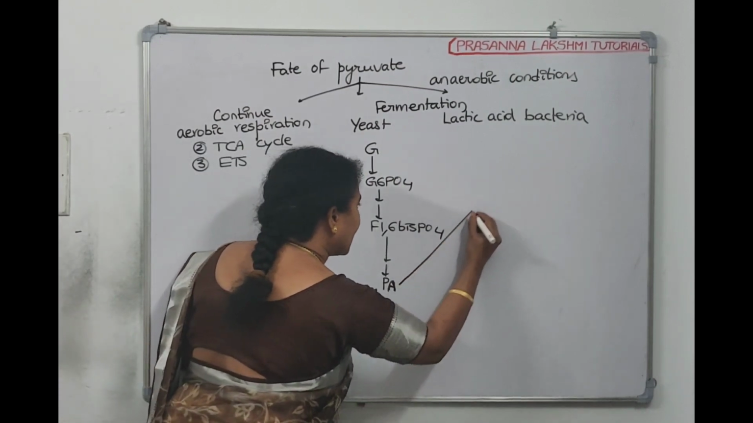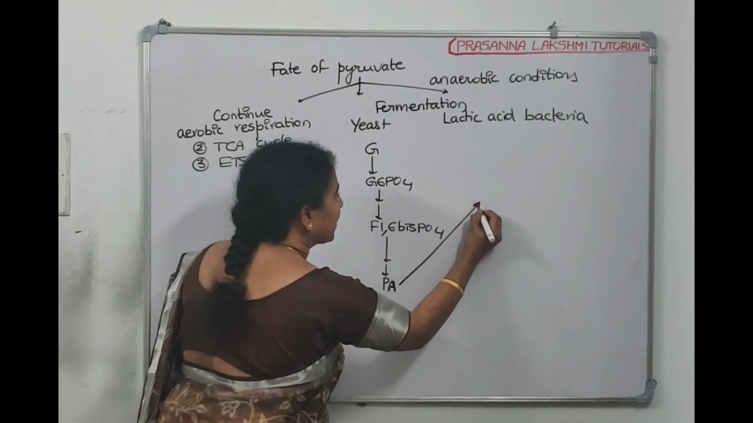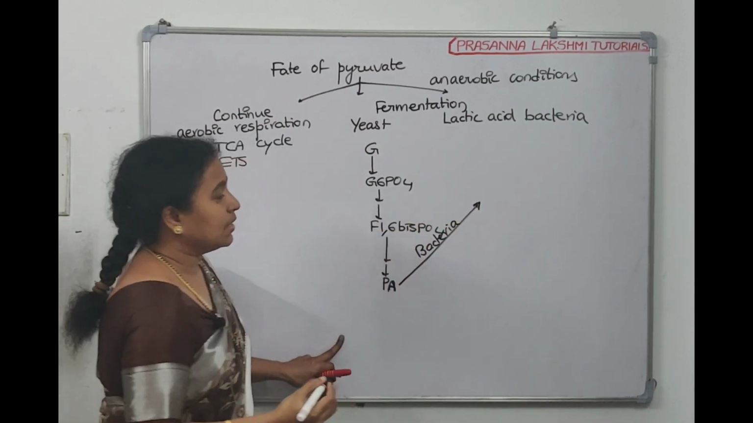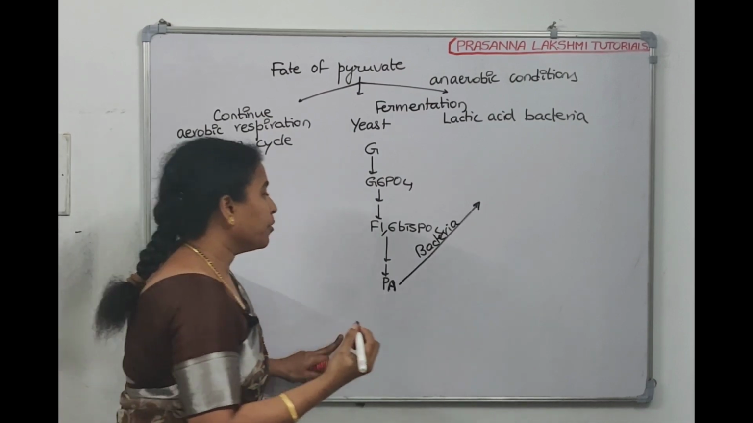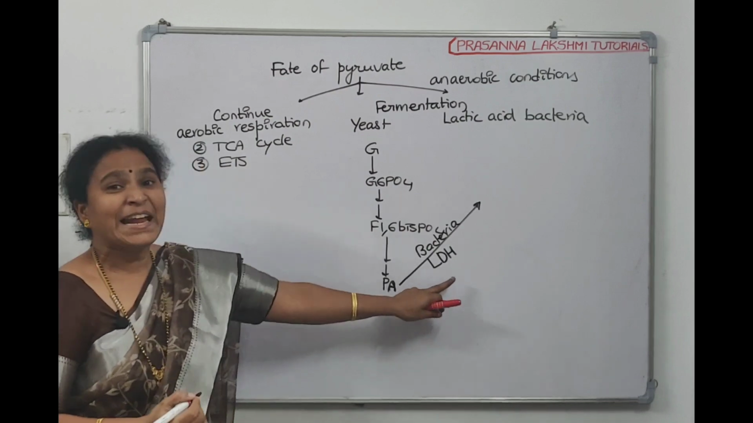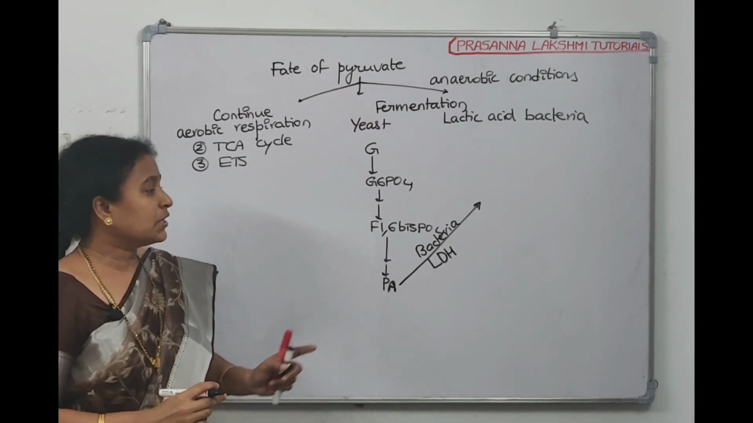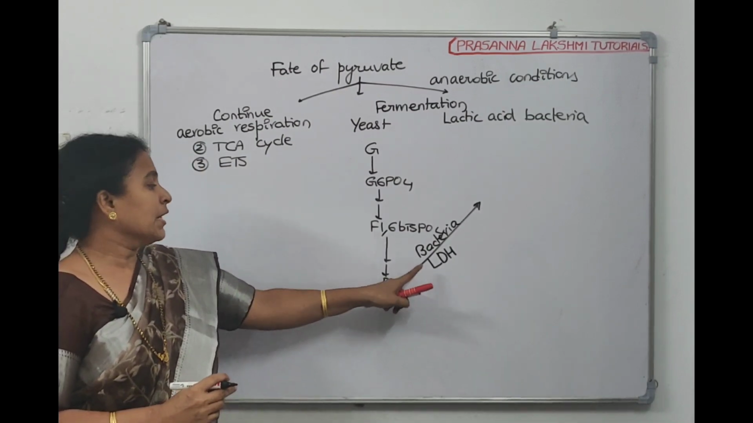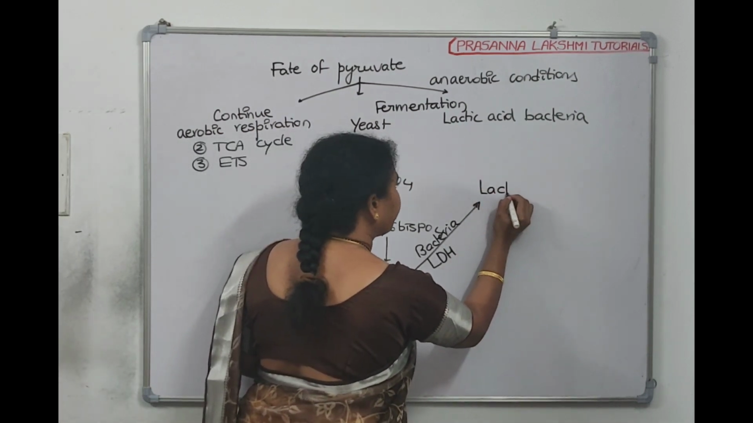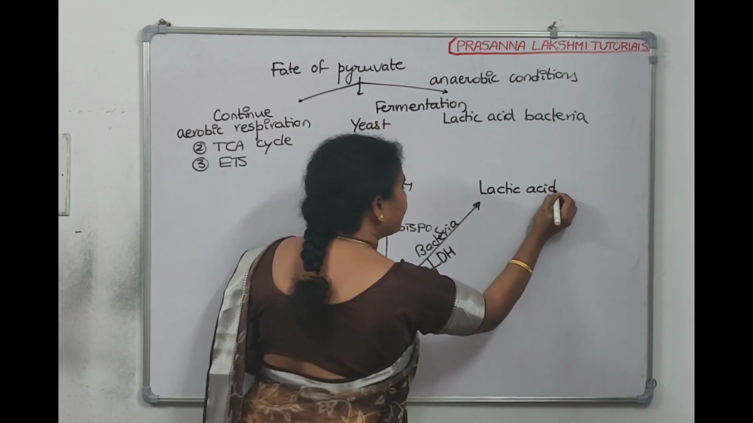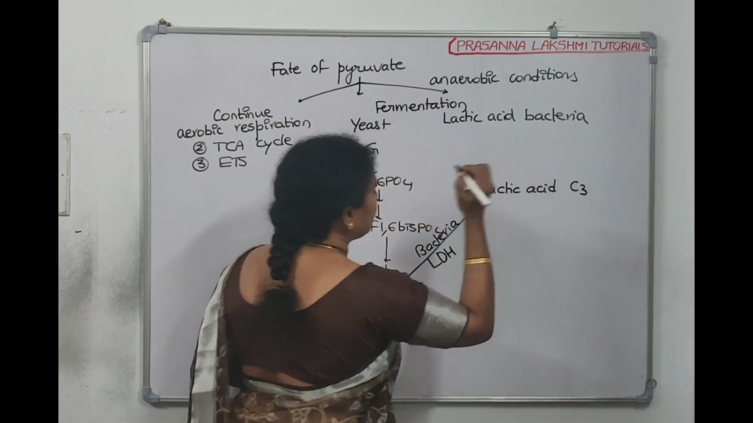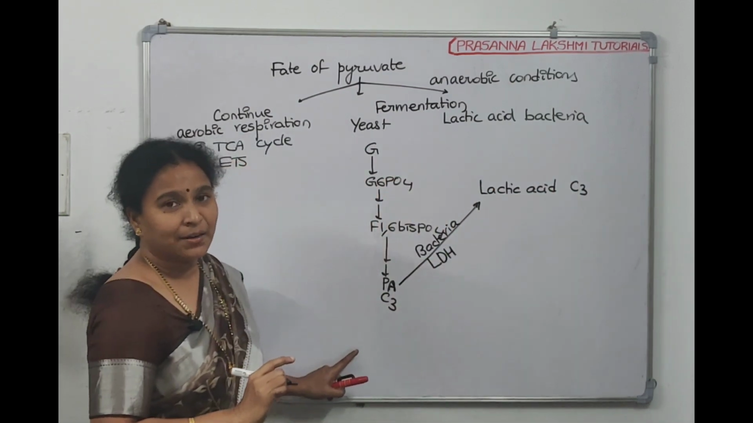This pyruvic acid, in lactic acid bacteria, which produce an enzyme LDH, lactate dehydrogenase, gets converted to lactic acid. This is a 3-carbon acid, and this is also a 3-carbon acid. In one step it gets converted.